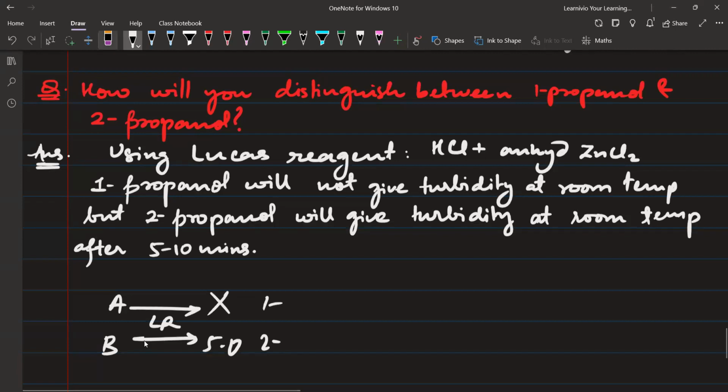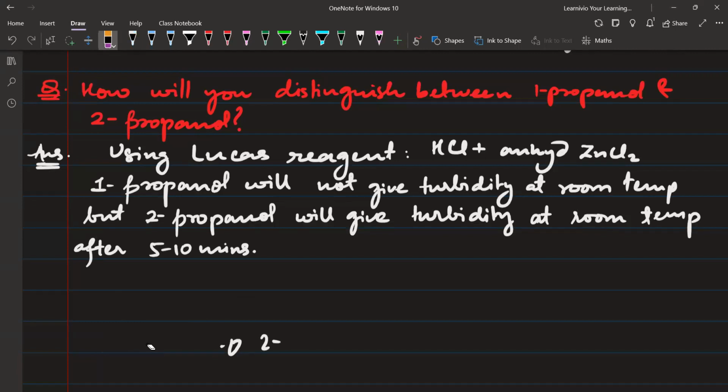Okay? So this is how you are going to write the answers always. Like using Lucas reagent, using water reagent, and then how the two compounds are going to react differently with that particular reagent. Copy this down. Raise your hand if you're done.